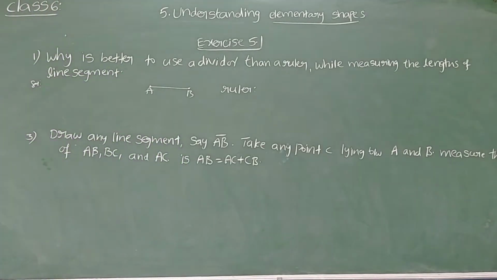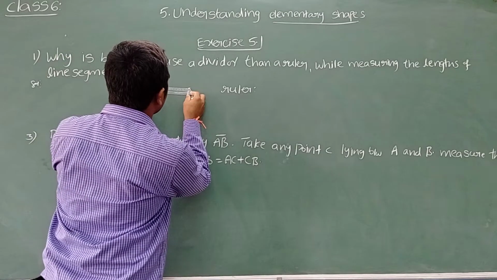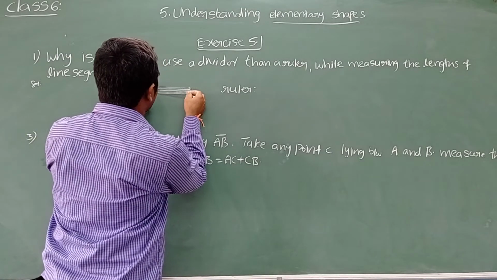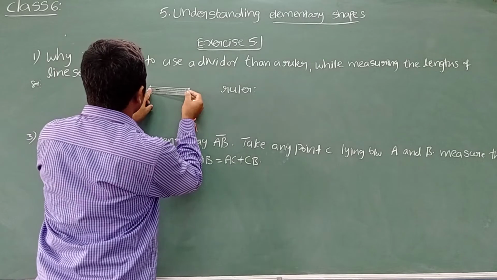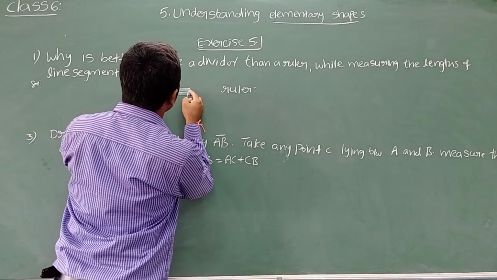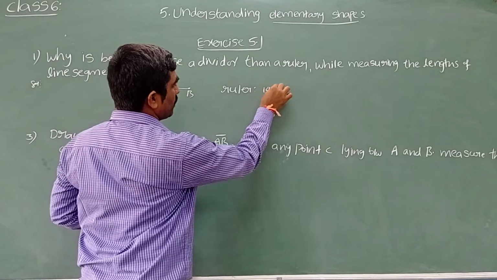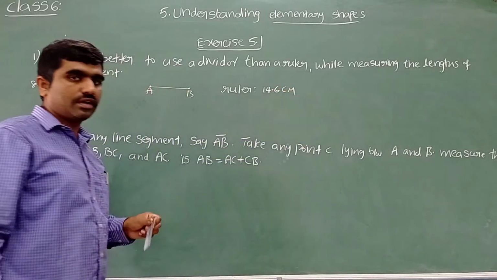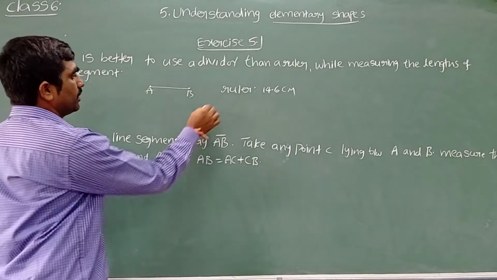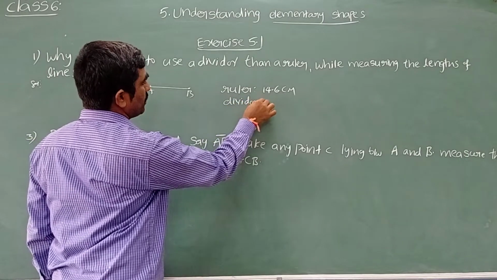I will measure now. See here, AB. I got 14.6. Let me measure once more. I got 14.6 again. So by measuring with a ruler I got 14.6 centimeters. We'll try to measure with a divider and see what changes we observe.